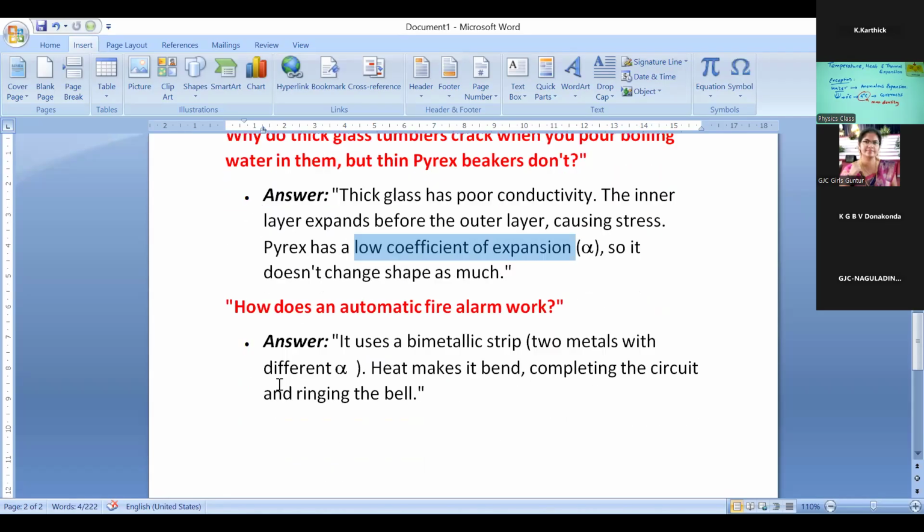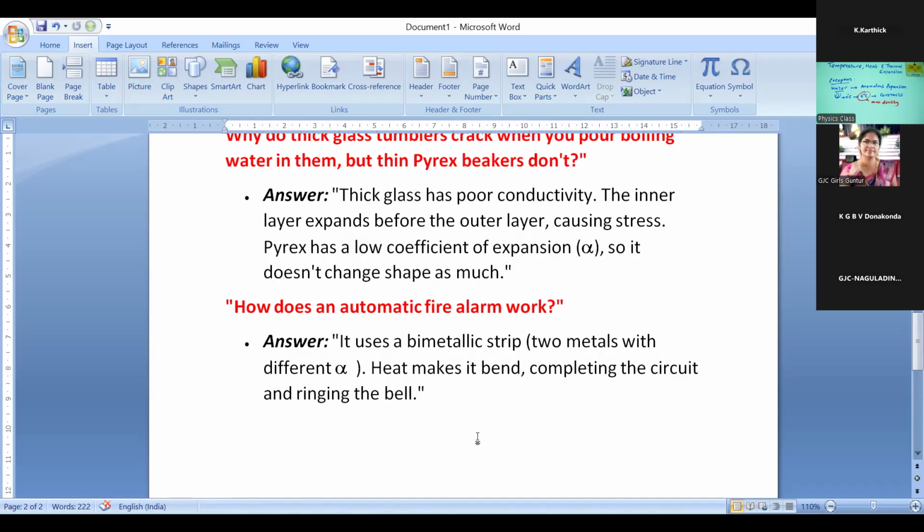Okay. Second one, how does an automatic fire alarm work? It uses a bimetallic strip. Bi means two, so two metals with different alpha, different coefficients of expansion. So heat makes it bend, completing the circuit and ringing the bell. This is a very simple reason for how an automatic fire alarm works.